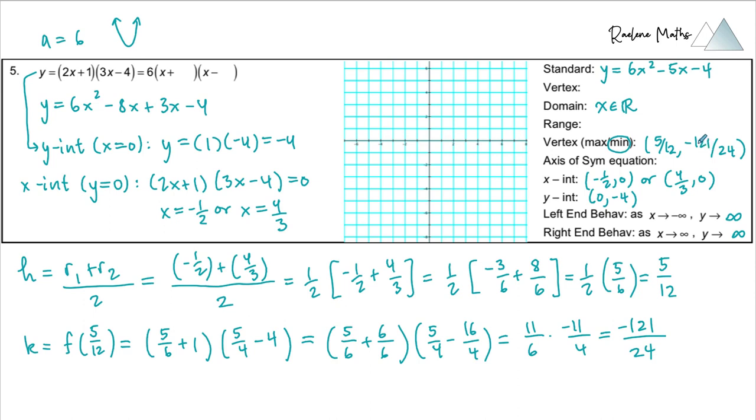And if we approximate that number, well, this is a little less than 1/2, and this is a little bit smaller than negative 5. So we're going to get 1/2, comma, negative 5 approximately for our vertex. And we have negative 1/2 as well as 4/3 for our x-intercepts. So it's awkward to sketch here.